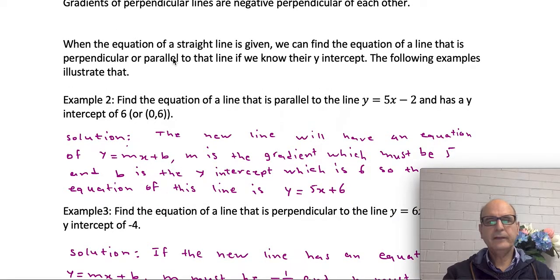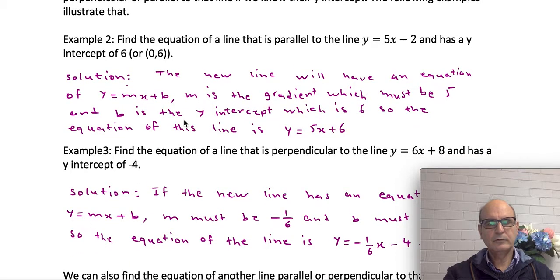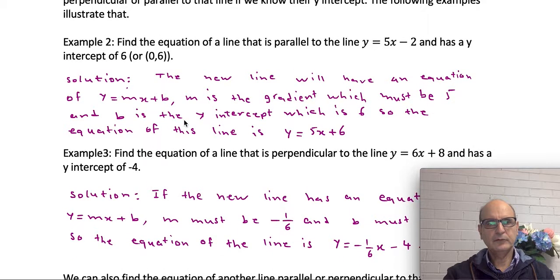Also, when they have given us a straight line, and they want a new line that is parallel or perpendicular to that, but also has a certain y-intercept, we can work out its equation. We can find its equation. And these examples look at those cases.